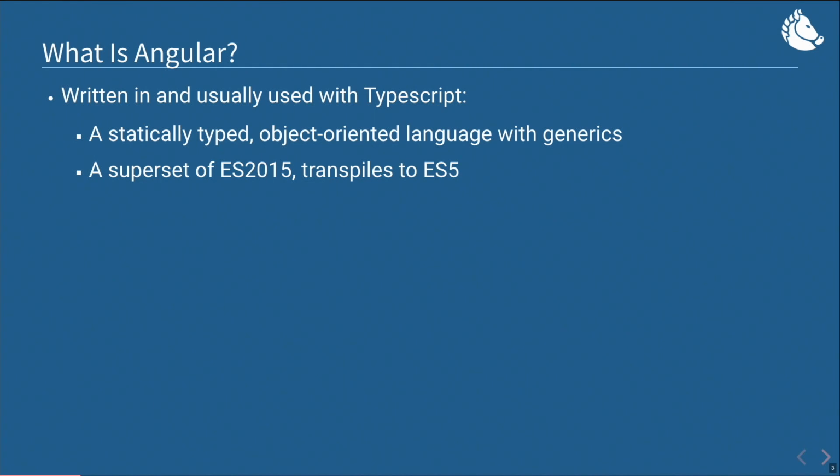Angular's written in TypeScript. Usually you will develop in TypeScript. You can theoretically write an Angular application in JavaScript, but nobody does it because it'd be really painful, and I wouldn't recommend trying it. And as Ken mentioned, TypeScript is a superset of ES2015, gets transpiled to ES5 so you can actually run it in your browser. TypeScript is a statically typed language. It looks object-oriented. It has generics.